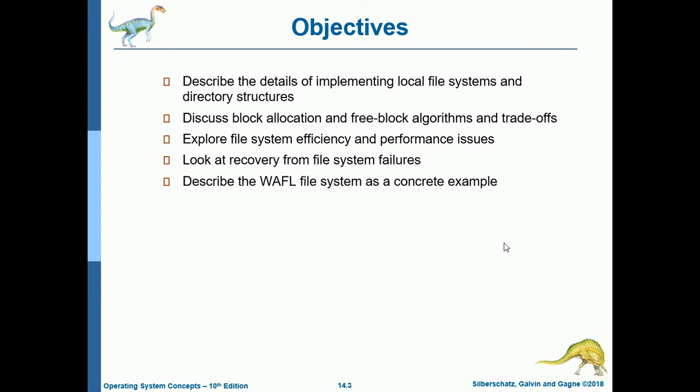So the objectives of this chapter are to describe the details of implementing local file systems and directory structures, discuss block allocation and free block algorithms and trade-offs, explore file system efficiency and performance issues, look at recovery from file system failures, and describe the WAFL file system as a concrete example.